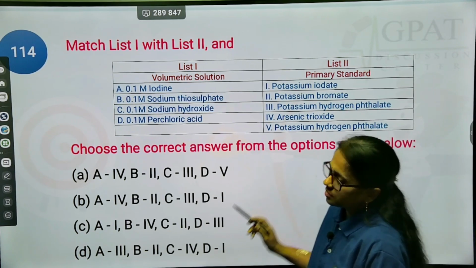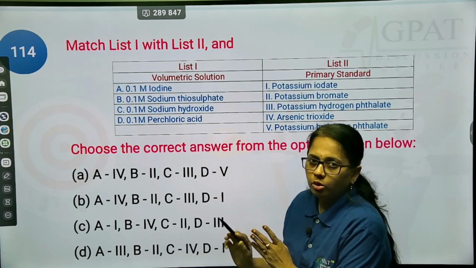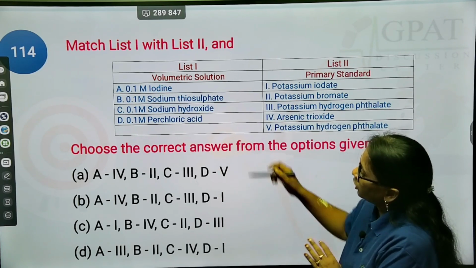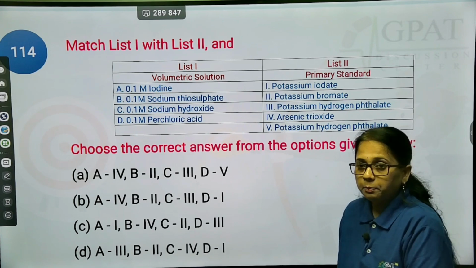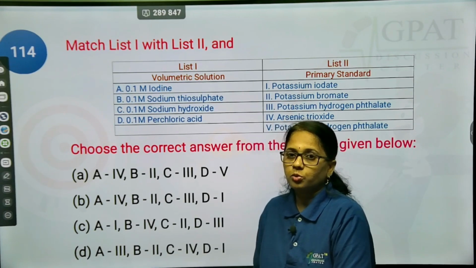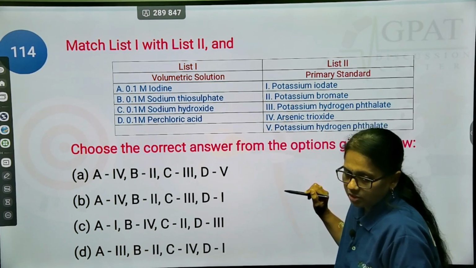In this case, if you know the exact matching of any two of the volumetric solutions, then you can easily answer this question. We know that for both sodium hydroxide and perchloric acid, we can use potassium hydrogen phthalate as a substance for standardization.